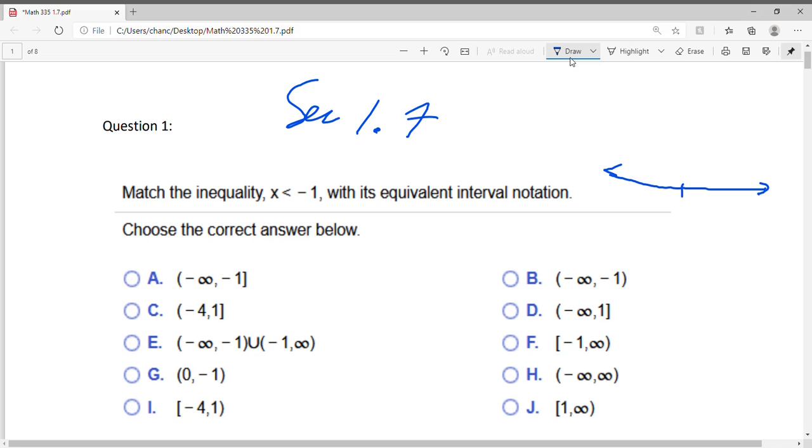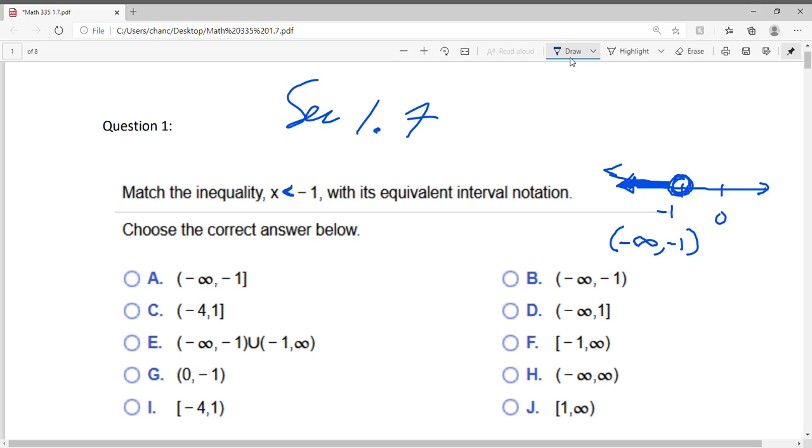We have -1, and in this case we're going to have an open circle because it's just a less than symbol. It's not included, so we're going to have an open circle. And it points to the left, so I'm going to shade to the left here. And so my interval notation is going to be to the left forever to the negative infinity side, then it goes to -1, and since this is an open circle, we're going to use the parentheses.